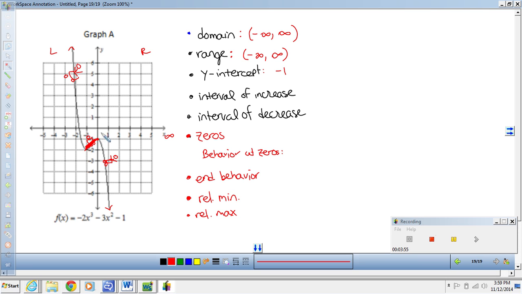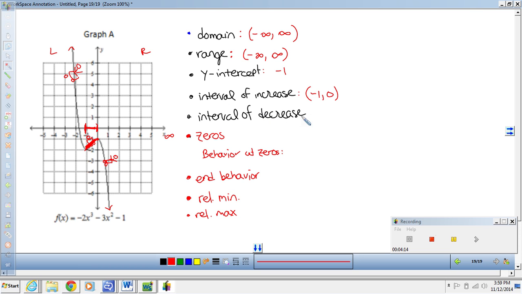So I want to know what x values I'm looking at. So I'm looking at from -1 to 0. I'm just looking at this little piece right here where it starts increasing again. So I write it in parentheses, using only parentheses for intervals of increase and decrease. We're going from -1 to 0 where it is increasing.